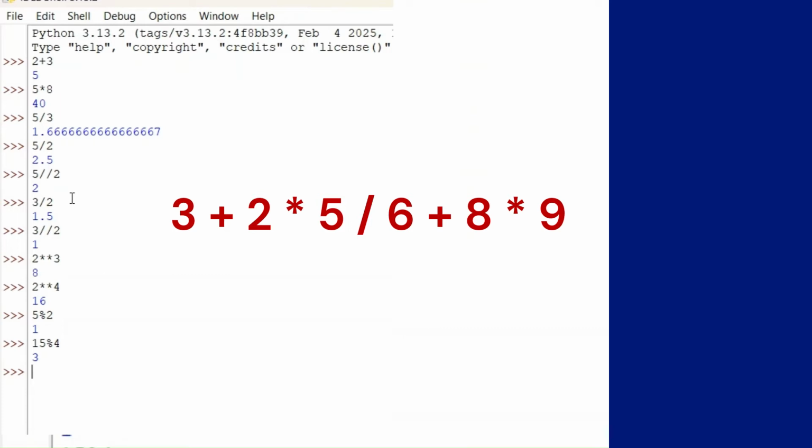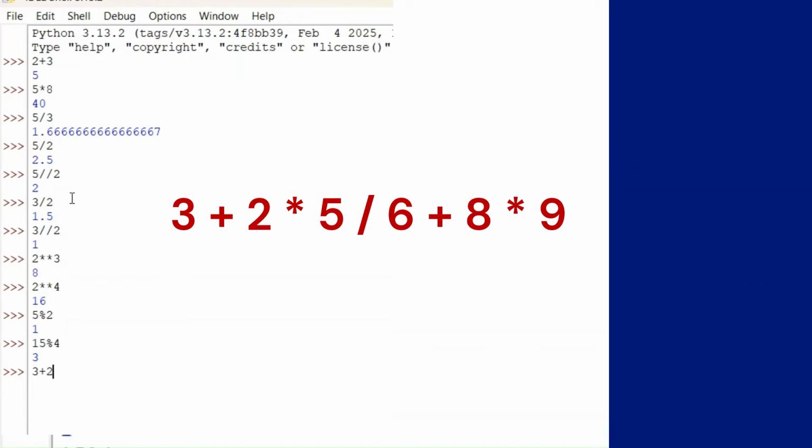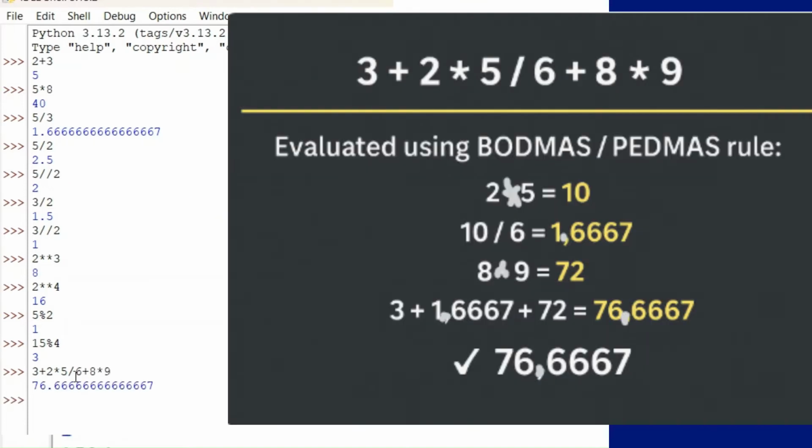Now that we've practiced individual operations, let's move on to a slightly complex expression: 3 + 2 * 5 / 6 + 8 * 9. Try solving it yourself first. Pause the video and write it down. Now let's solve it together step by step, following the order of operations. According to BEDMAS or BODMAS, we solve multiplication and division first, from left to right.